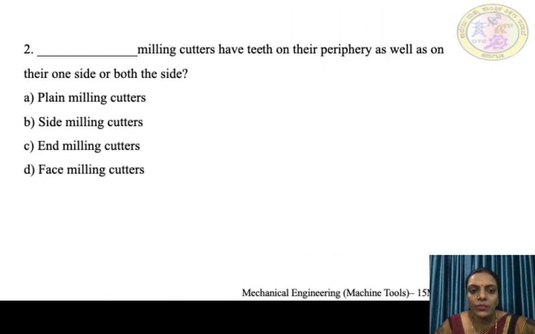Next, the second question: the dash milling cutters have teeth on their periphery as well as on one side or both sides of the cutter. The options are plain milling cutters, side milling cutters, end milling cutters, and face milling cutters. So what is the answer? Milling cutters with teeth on their periphery and on one side or both sides are obviously called side milling cutters. The option is B.